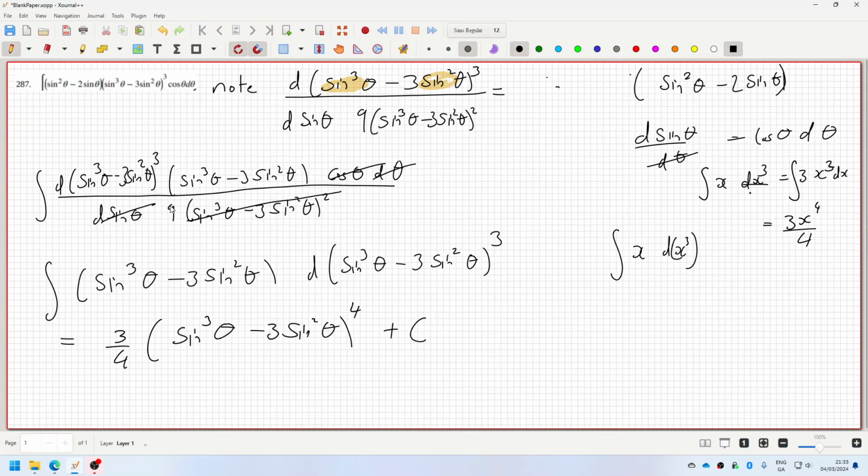Oh, my 9. Completely forgot about my 9. So that's 1 over 9. So 3 goes into 9 3 times. So that's 1 over 12 sine cubed theta minus 3 sine squared theta power 4 plus c.